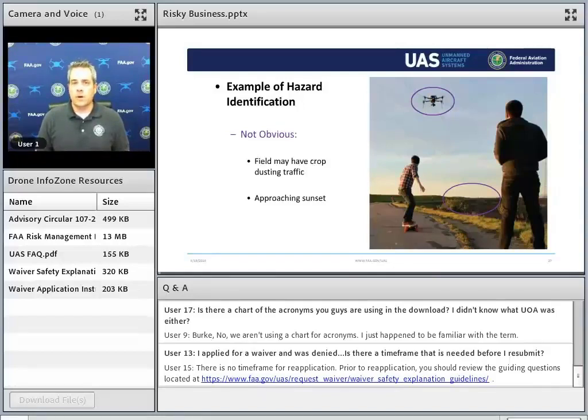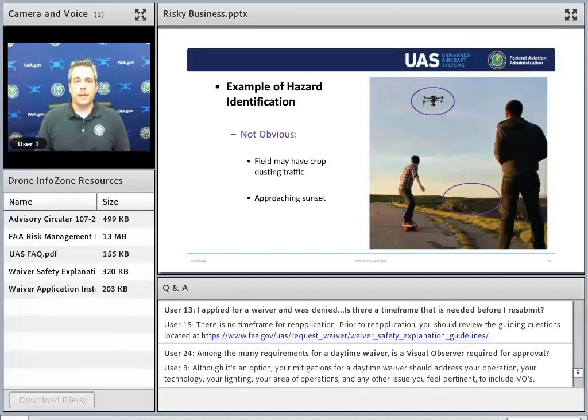But what about the not so obvious ones in this photo? For example, take a look at that field. Are we expecting any crop dusting traffic to come in? Is this a time of day that we would expect to see that? Is there a helipad nearby that may end up having low helicopter traffic through that area? We don't know. It's not an obvious hazard, but it's something that you'd want to think about based on your experience and knowledge of the area.